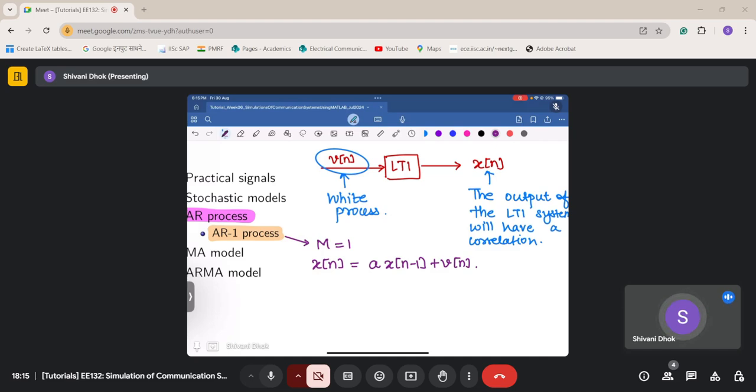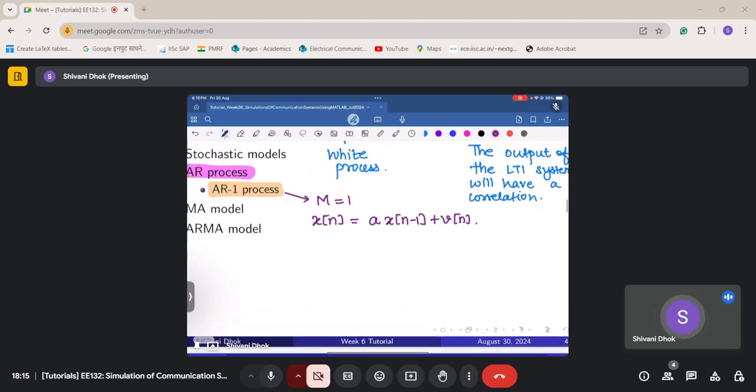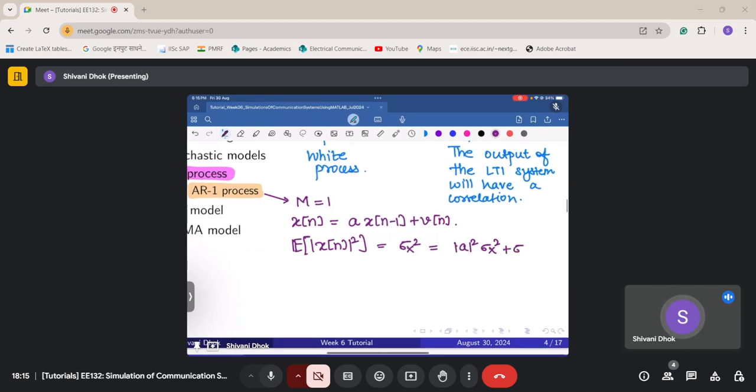And we looked at some statistical properties of this thing. So we saw that the expectation of xn square comes out, or we take it as sigma x square, and this comes out to be equal to mod a square sigma x square plus sigma v square, where sigma v square is the variance of this Vn.